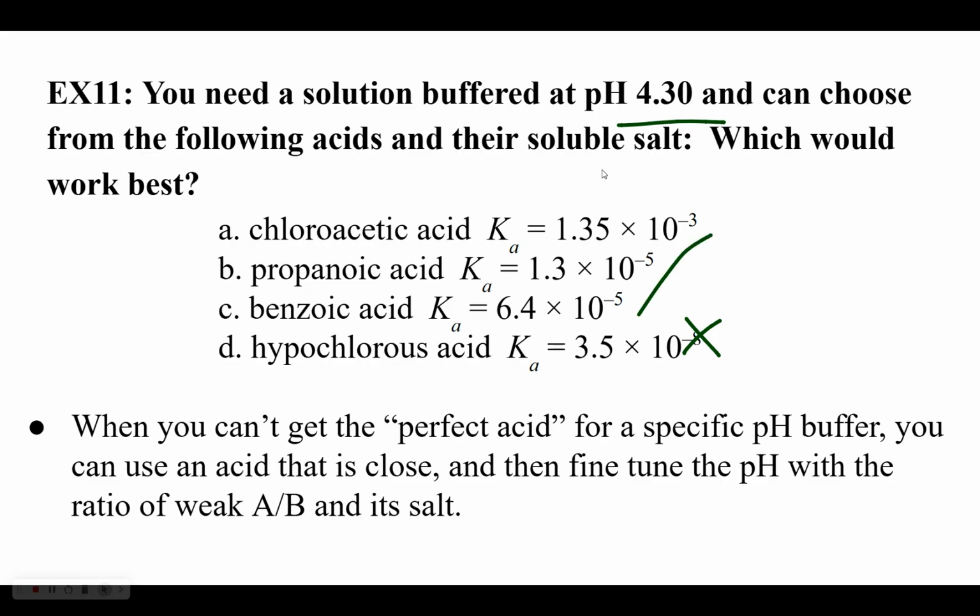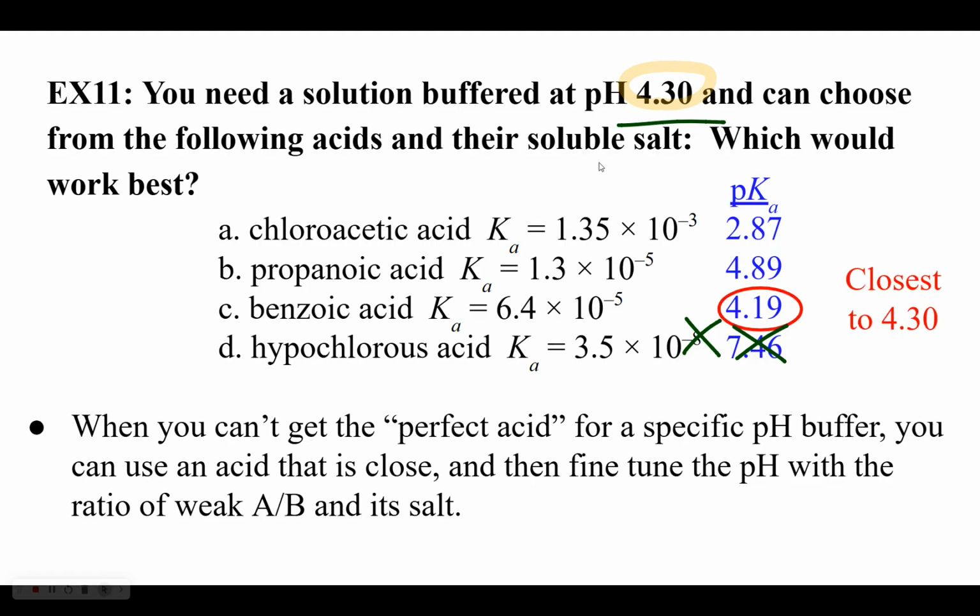The rest of them are pretty close to 4 though, and if you forget your negative log rules, how to do those in your head, then it might be a little bit hard to figure out which one is the best. But it doesn't take that long to find those pKa values. Just take the negative log of each of these numbers, which once again confirms that answer choice D is just way off. Then if we compare each of these to our target pH of 4.3, 4.19 is the closest we can get to 4.3, which means benzoic acid is the best choice for this buffer.